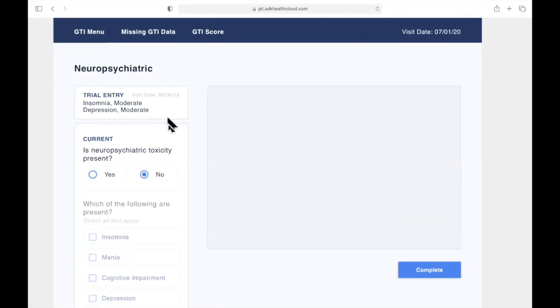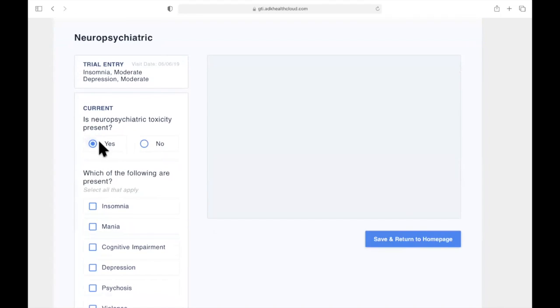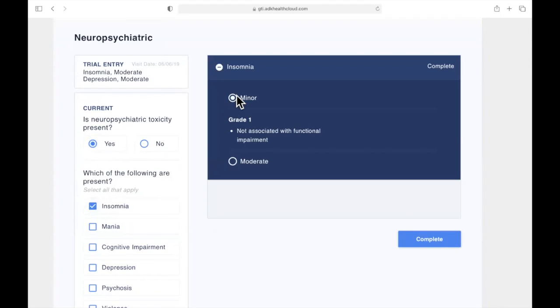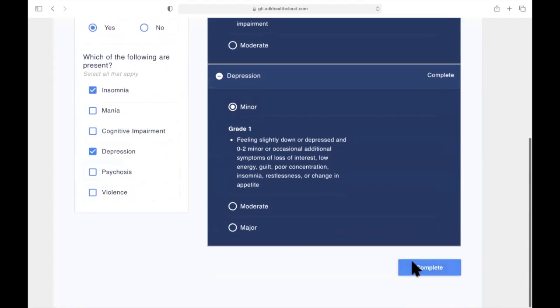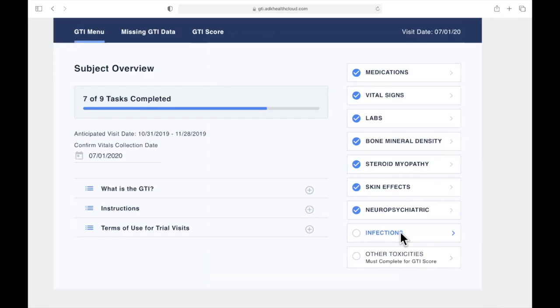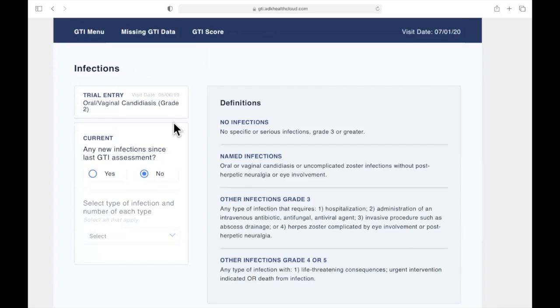Then we move to the neuropsychiatric domain, and the patient had these manifestations of steroid toxicity at baseline in the neuropsychiatric domain. There was moderate insomnia and moderate depression. Both of these are now minor at follow-up. Again, the definitions of these neuropsychiatric toxicities are included. And then we go to infections. The patient had oral candidiasis at baseline, one episode of oral candidiasis, again, between baseline and week 13.